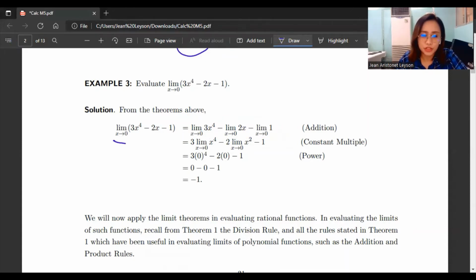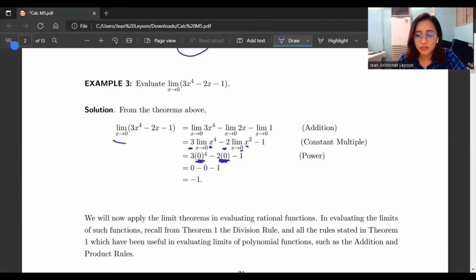So for the first term, constant multiple rule, place the constant before the limit. Then substitution, x to the 4th, substitute x with 0. That's why we have 0 to the 4th power. Second term, again, constant before the limit. Substitute 0 to our variable x. That's why we have the 0 here.